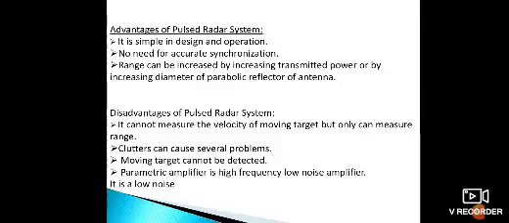So these are some drawbacks of the pulsar radars. The first one is that it cannot measure the velocity of a moving target, and whenever we get clutters, it causes several problems in our radar system, and it cannot detect moving targets. And here we use a parametric amplifier. So these are the drawbacks of the pulsar radar system.